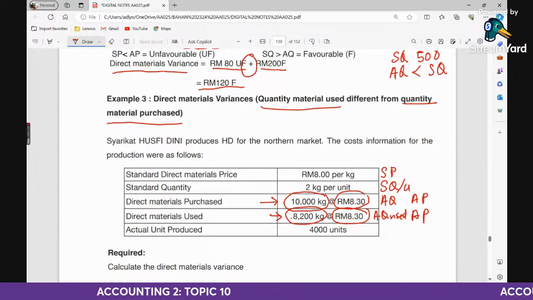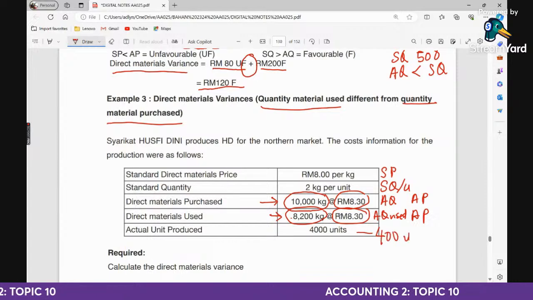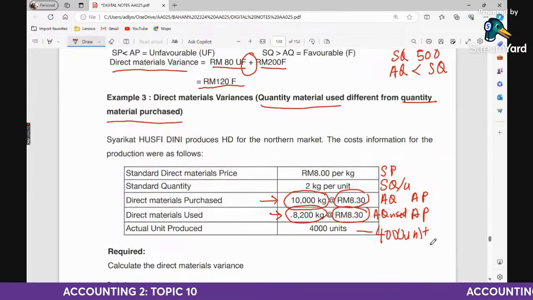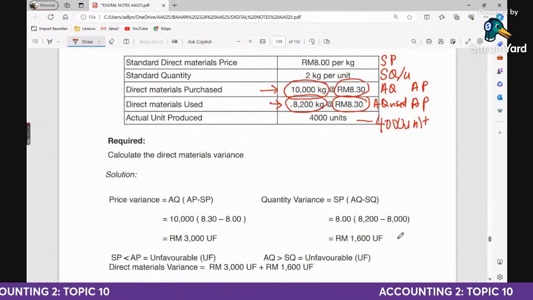Okay, alright. And then actual unit produced ialah 4,000 unit. Okay, 4,000 unit. So kita nak kira direct material variance. So macam biasa, price variance.